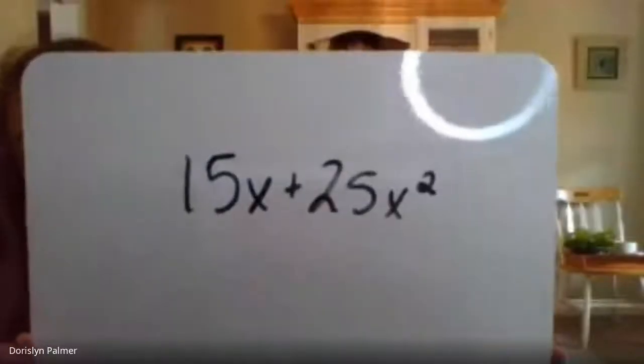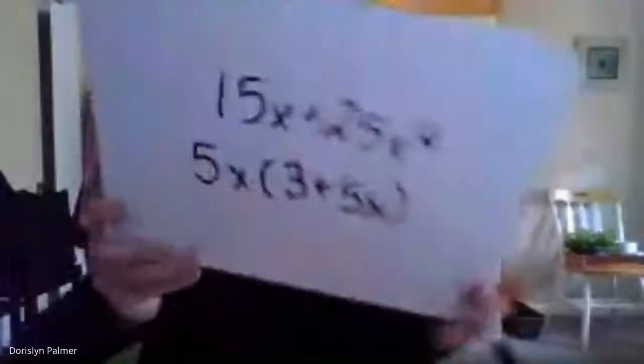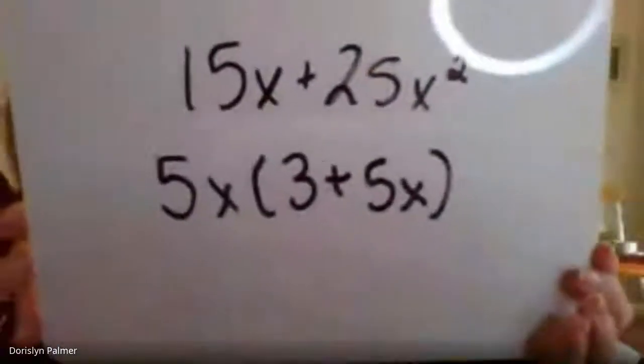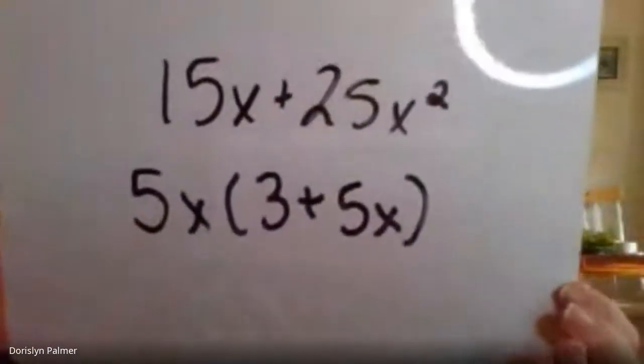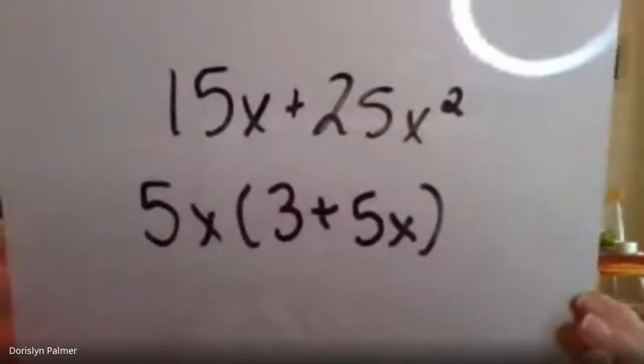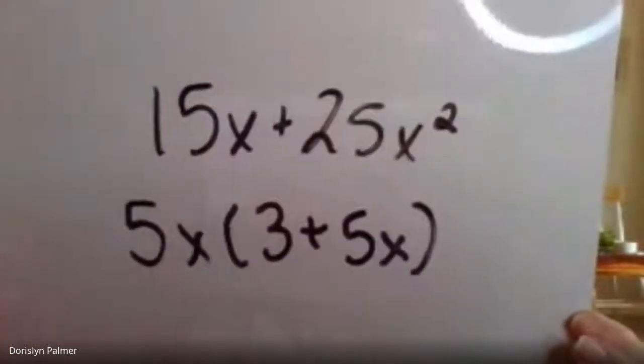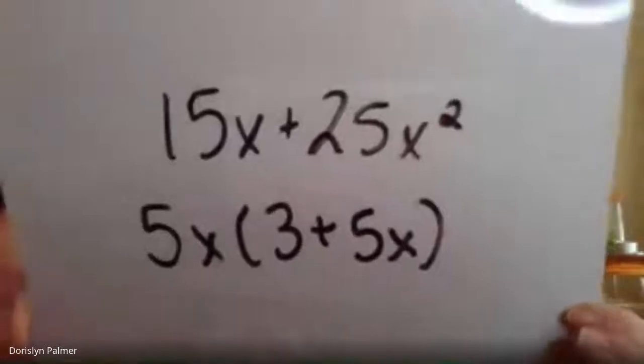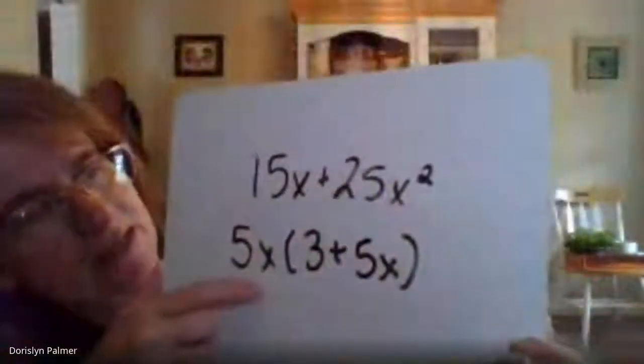Can I say what I got? Yeah, go ahead, Lauren. I have 5x times the quantity of 3 plus 5x. I'm going to write it down and see if it works. Lauren said she has 5x times the quantity 3 plus 5x. I love your math lingo too. So she pulled out the 5, and then she said there's an x and an x squared, so I can pull out 1x. So she pulled out 5x.